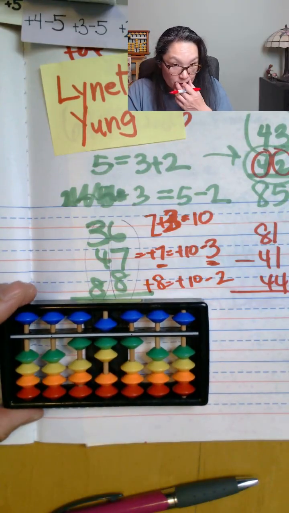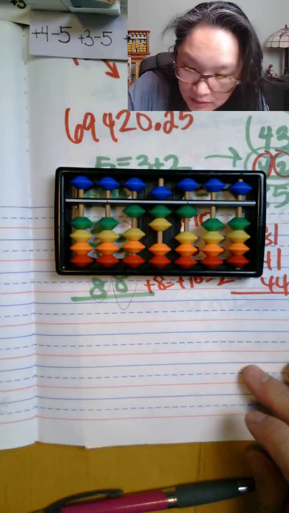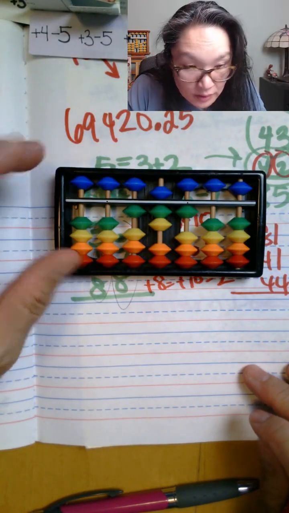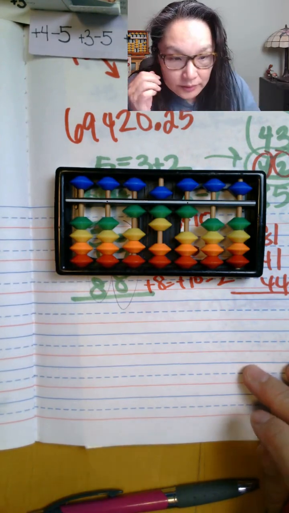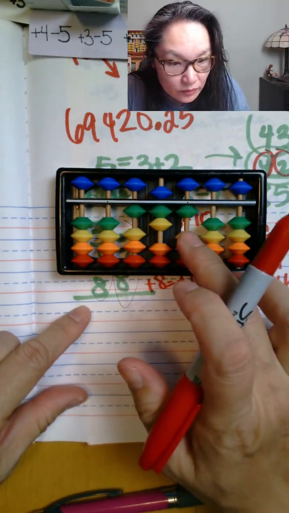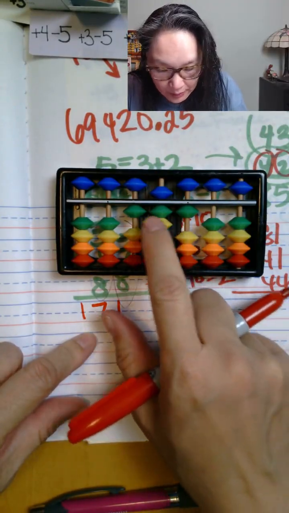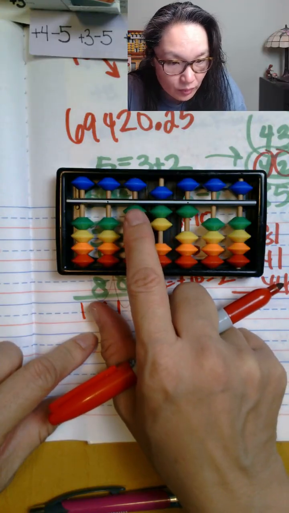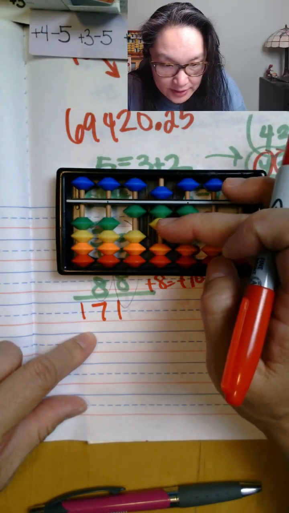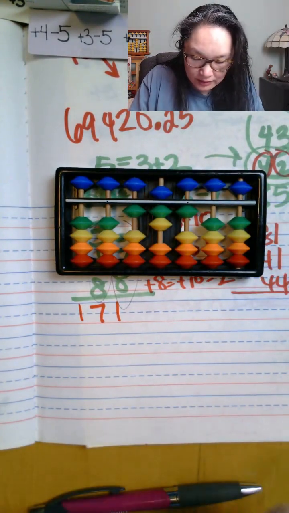So what is my answer? Can you see that? What's my answer? 171. Yes. 171. Yeah, we forgot the 100. We had the 100, and then we have 5, 6, 7, and then the 1. Thank you, Rob. Thank you. Yeah, makes sense?